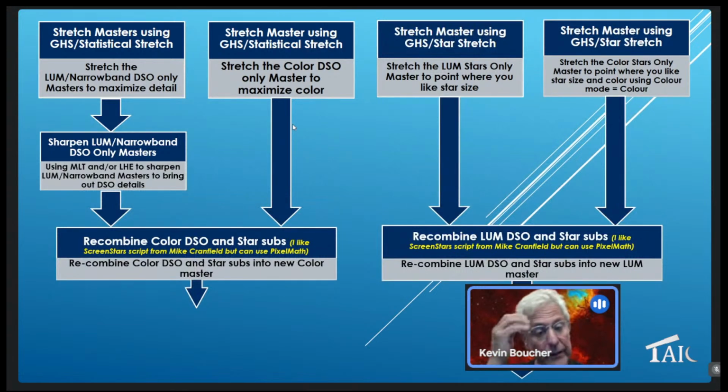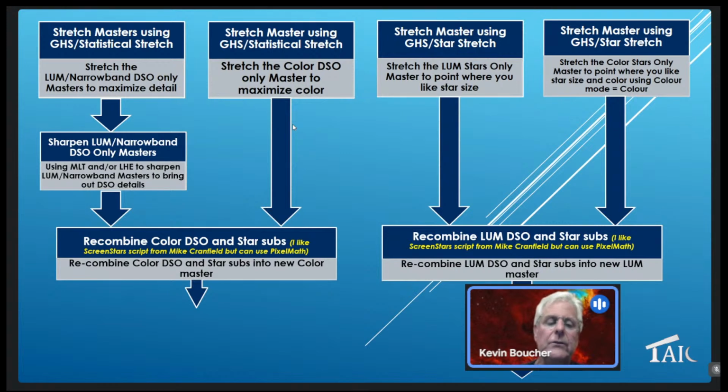Now it's time to start recombining stuff. So I want to recombine my color DSO only image with my star subs. I like to use a script called Screen Stars that Mike Cranfield wrote. You can do it easily enough with PixelMath, but what I like about that tool, and it's using PixelMath in the background, is that it gives you a preview of what your combined image is going to look like. So if you're not liking it, maybe you got too many stars or the color's not right or whatever, you can go back and redo some of the stretching or some of the sharpening or whatever.